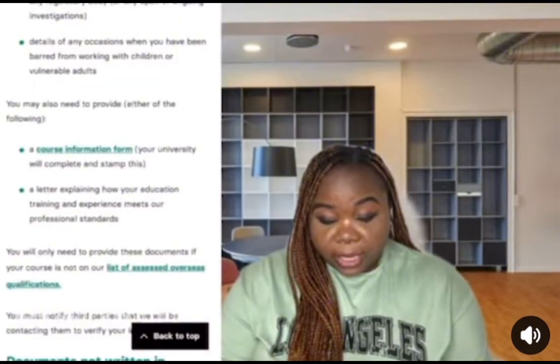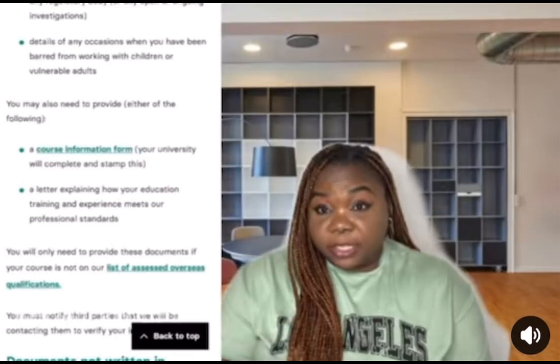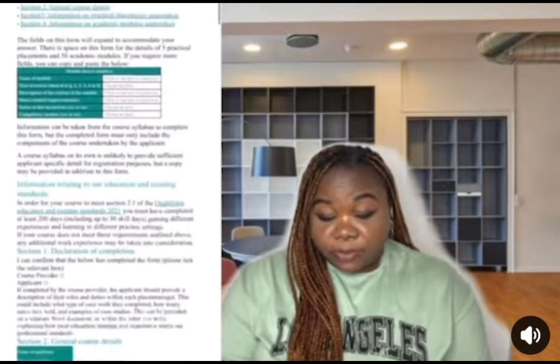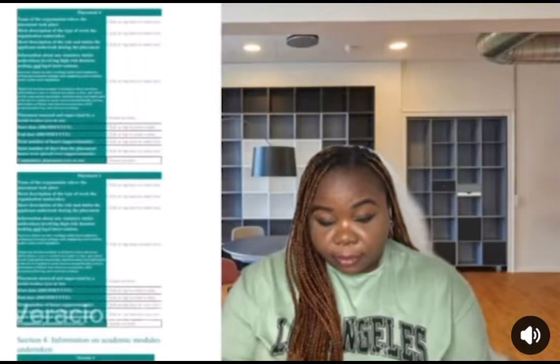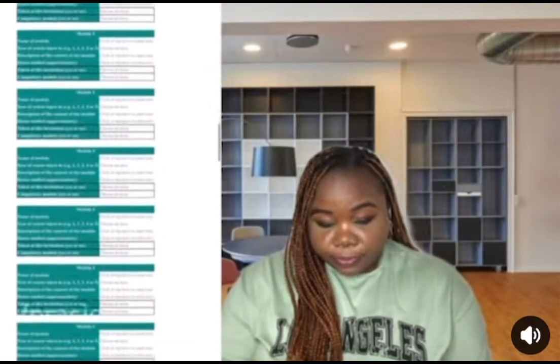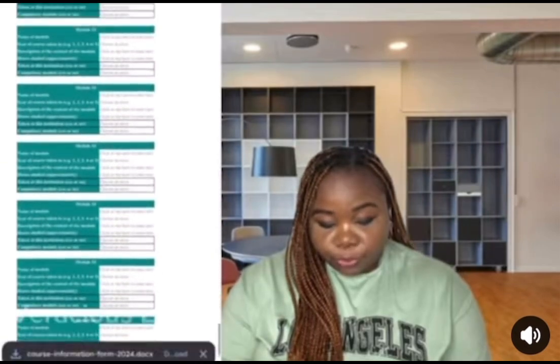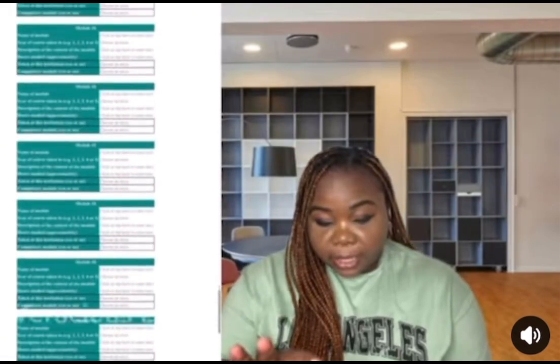By the time you provide all of this information during your application, they will be able to get back to you with the outcome. Another thing you need to provide is the course information form. This is how it looks. This is something that you will send to the university you studied at, and they're going to fill all these things in and send it over to you.